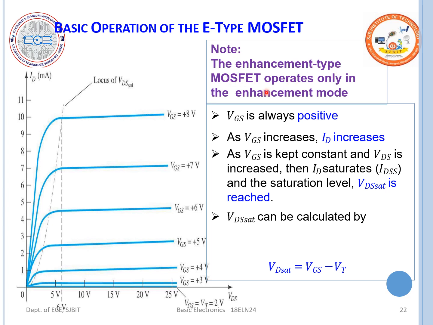The enhancement type MOSFET operates only in the enhancement mode. So VGS is always positive in enhancement mode. Remember, when we make our VGS positive, it works in the enhancement mode. As VGS increases, that is, more and more positive voltage is applied, ID is going to increase. As VGS is kept constant and VDS is increased, then ID saturates, and the saturation region VDSAT is reached. VDSAT can be calculated by using the formula VGS minus VT.